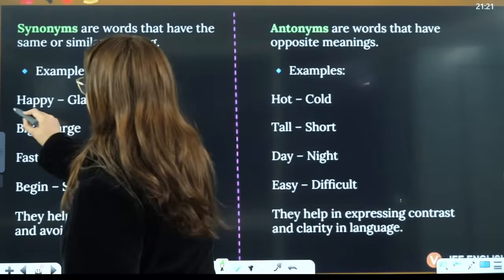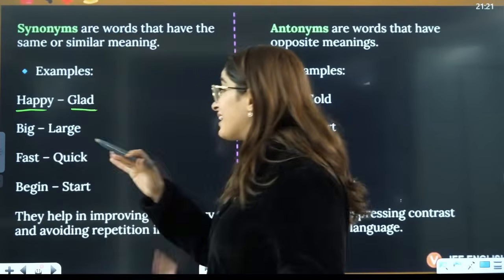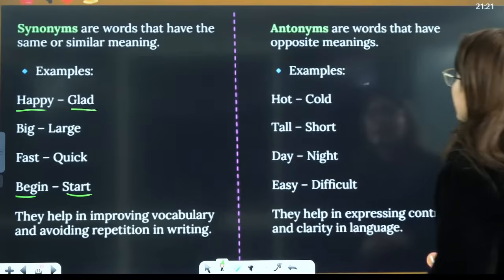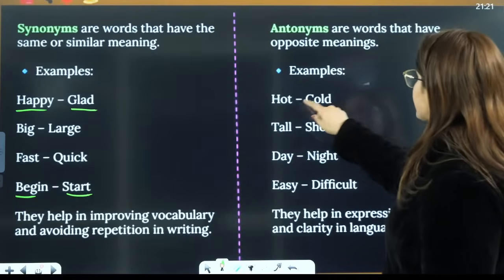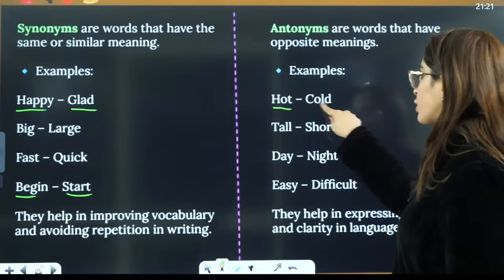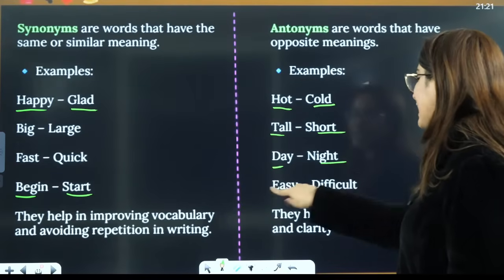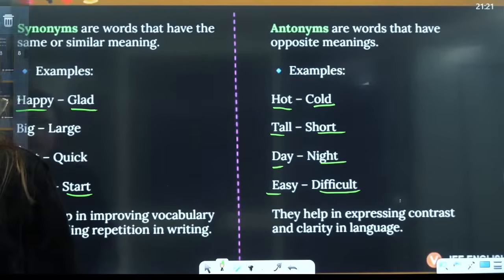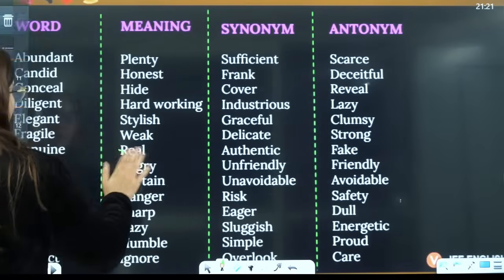For example, happy and glad are the same thing. Big and large is the same thing. Fast and quick is the same thing. Begin and start is the same thing. So antonym is opposite: hot, cold, tall, short, day, night, easy, difficult. They are antonyms of each other. Now, there are some examples of that.